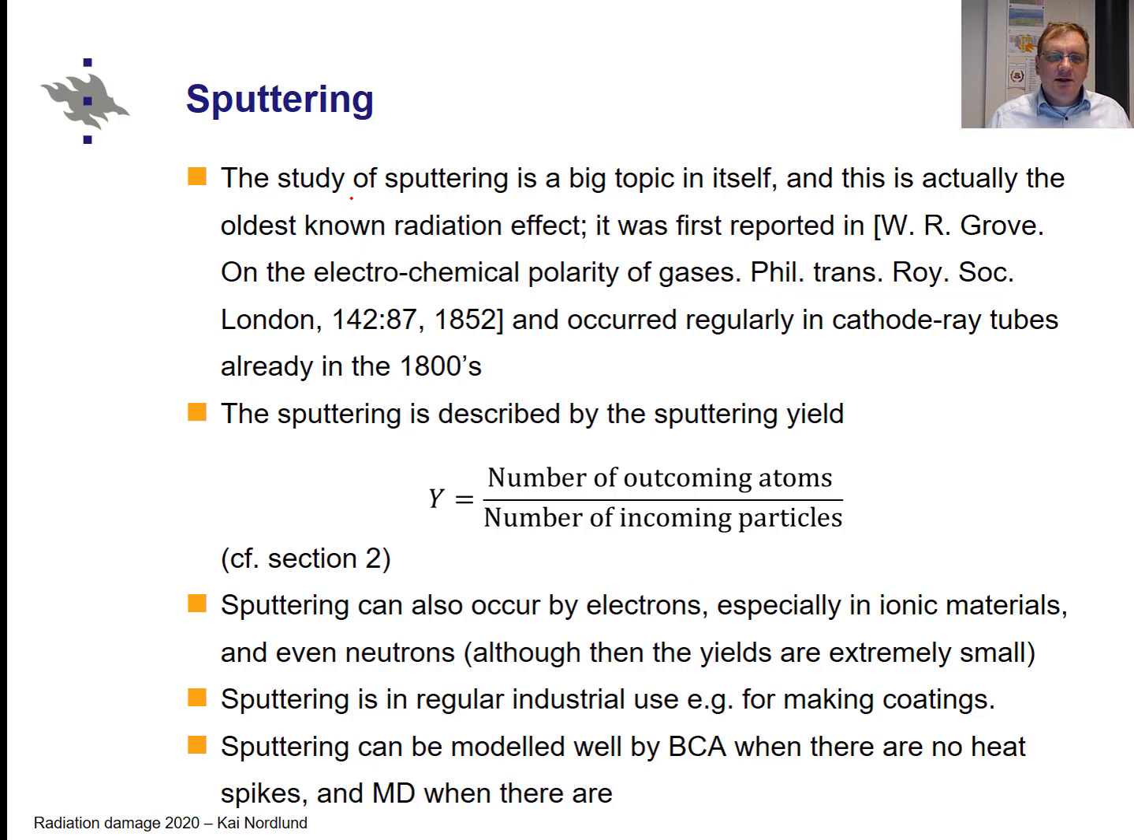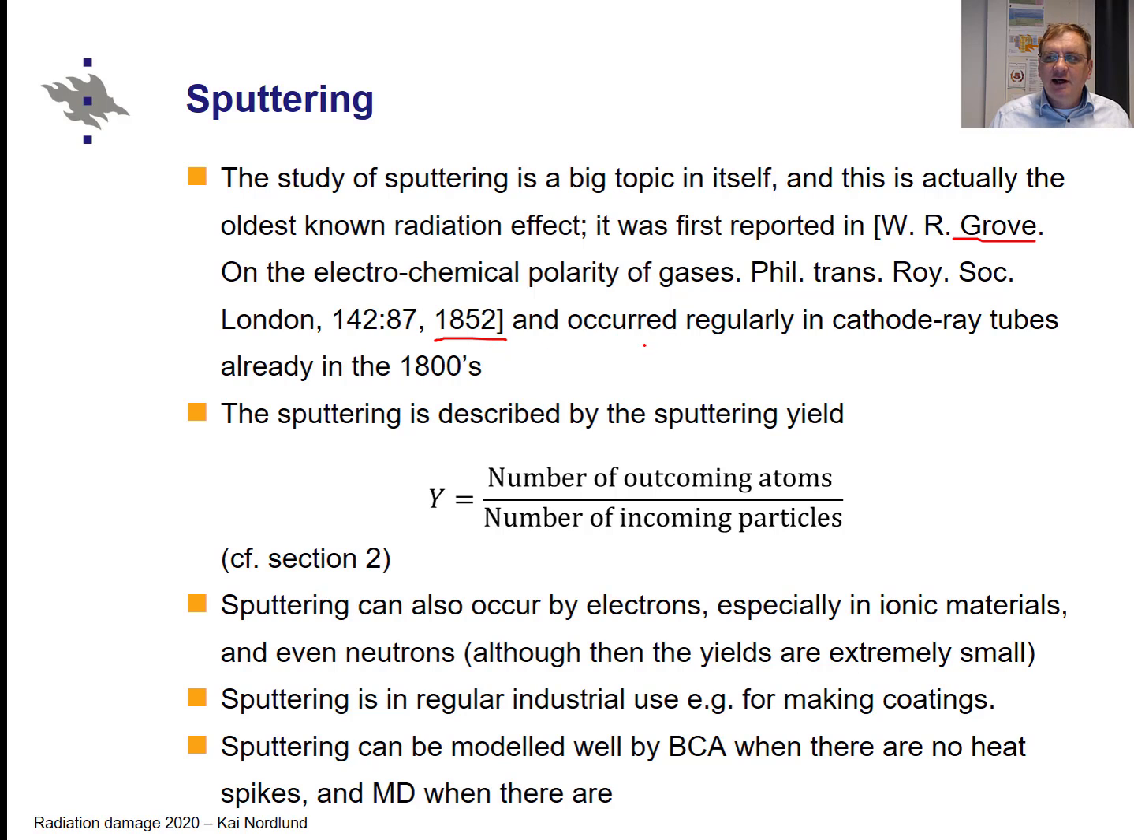And sputtering is indeed well known, and it's actually the oldest known radiation effect. The first scientific report which described with some degree of reliability the effect of sputtering was by William Grove, who published a paper in 1852 on sputtering. They didn't quite understand it was sputtering, but in retrospect, reading this paper, one can figure out that it must have been sputtering which was going on in this vacuum tube they made at that time.